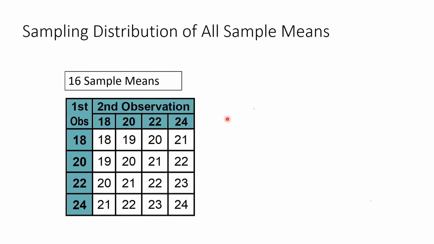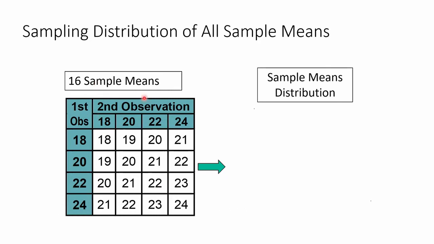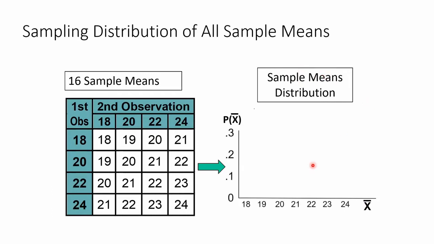Now let's keep that to the side and look at the distribution for these 16 sample means, the sample means distribution. Let's draw the graph. You have x bar and probability of x bar. Why do I consider x bar? Because we are considering sample means. The least value is 18, the maximum value is 24, and you have all the values in between. So you mark them accordingly.